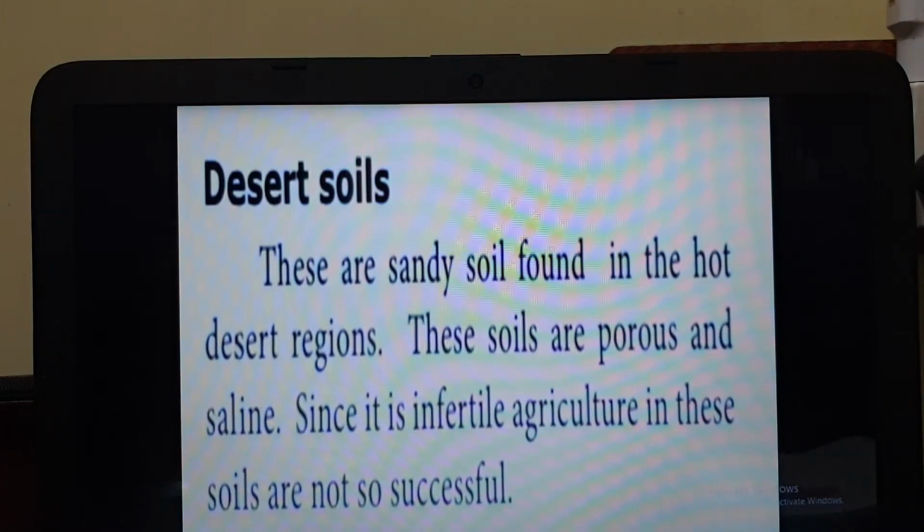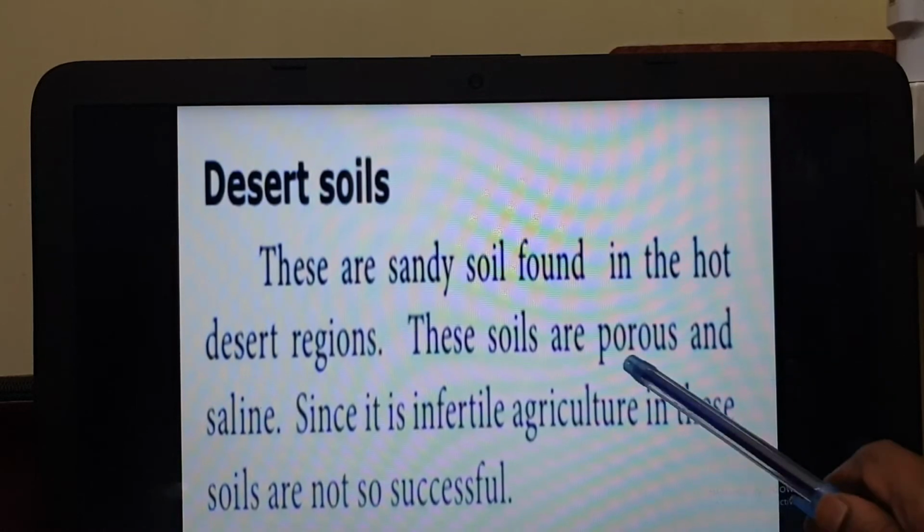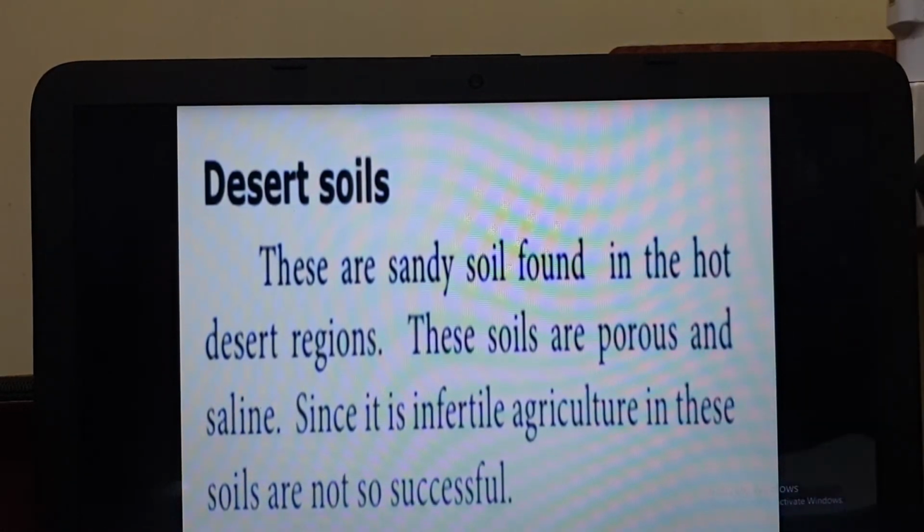These are sandy soils found in the hot desert region. We all know desert, isn't it? So these kinds of soil will be present where? Desert region. Desert soil is found in the desert region. These soils are porous and saline. Porous is nothing but full of tiny openings which allow water to get inside very easily.